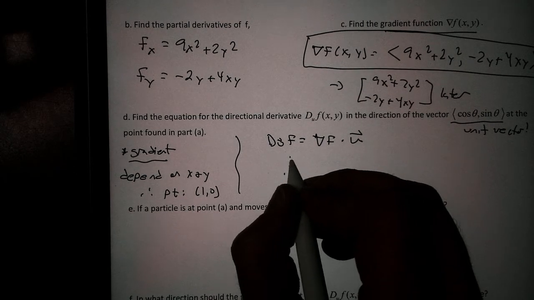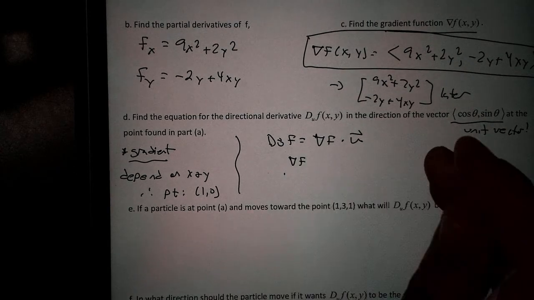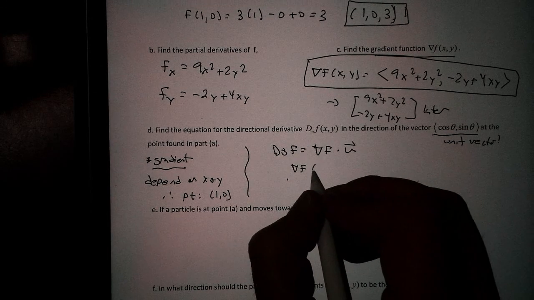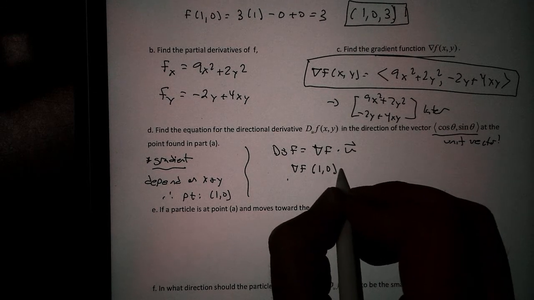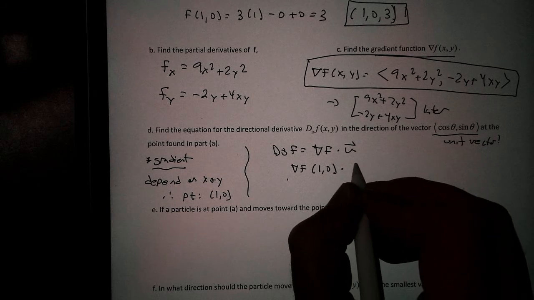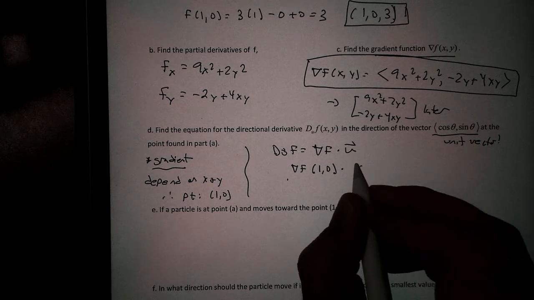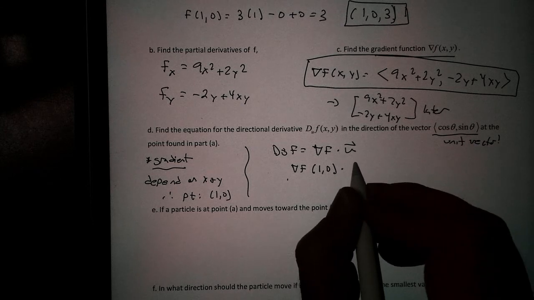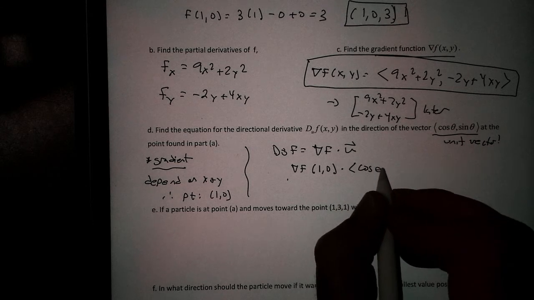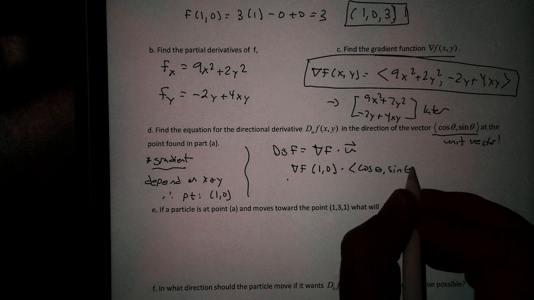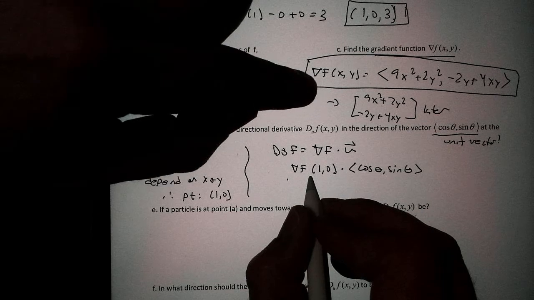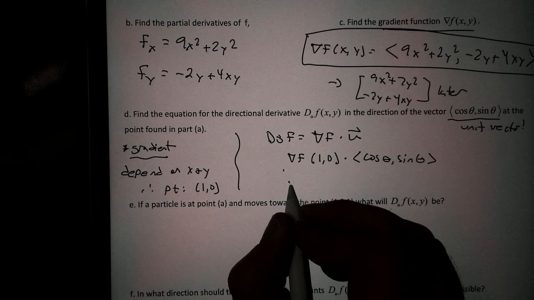So we want to find del f of 1, 0, and we're going to dot that with cosine theta, sine theta.